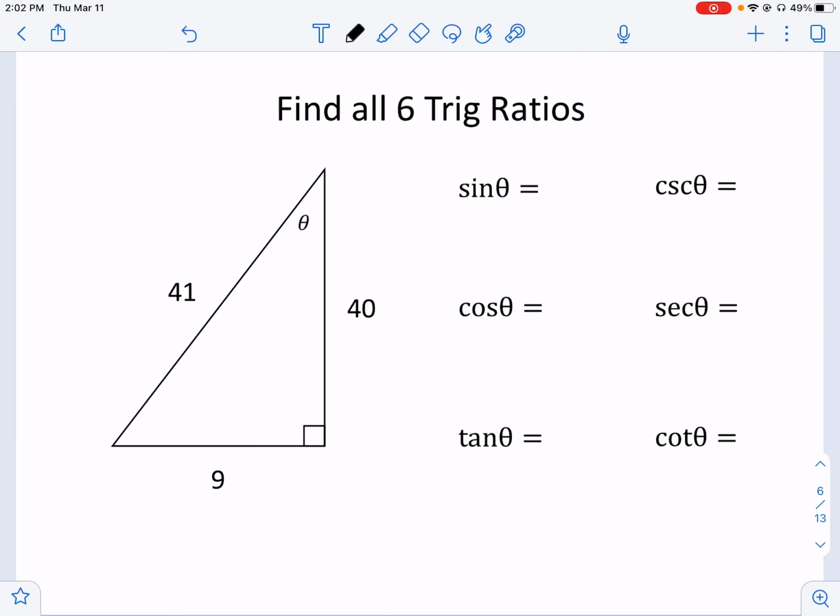So the next thing that we're going to do is actually do some practice here. If you're following along on your own, go ahead and take about 30 seconds and see if you can find the big 6 ratios here.